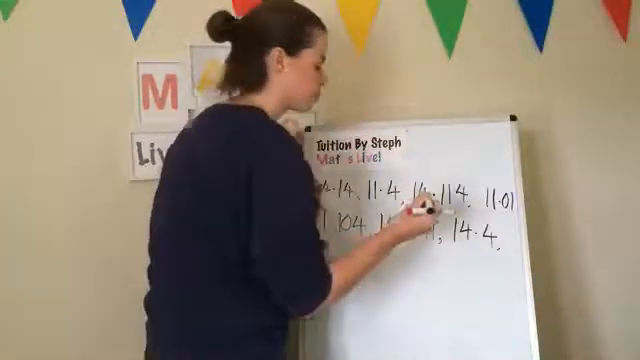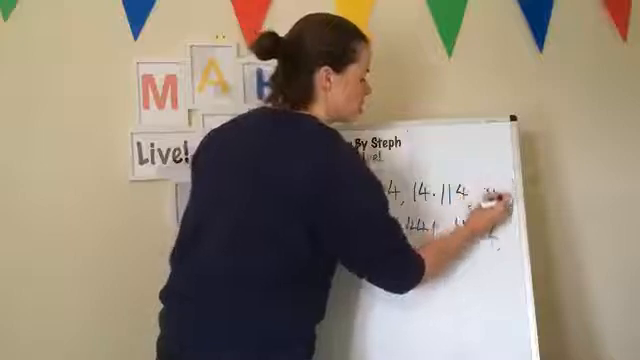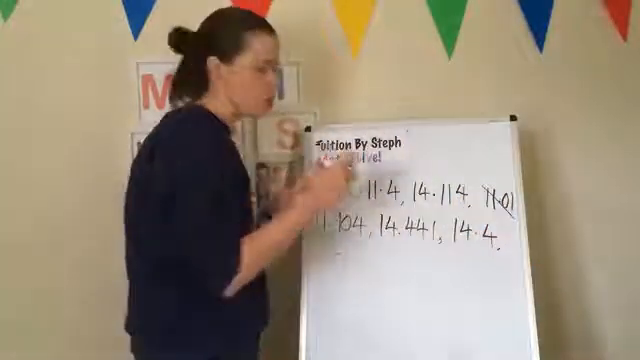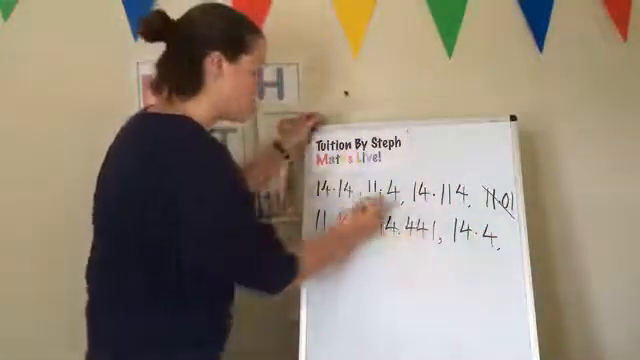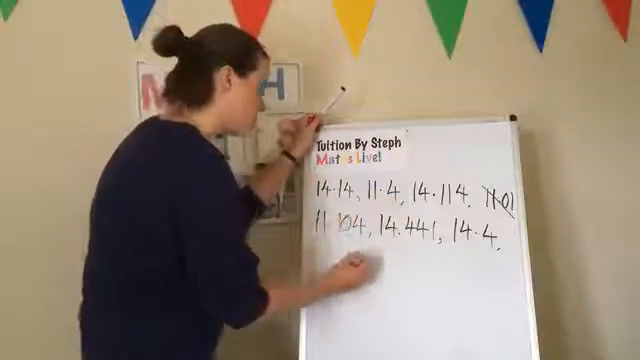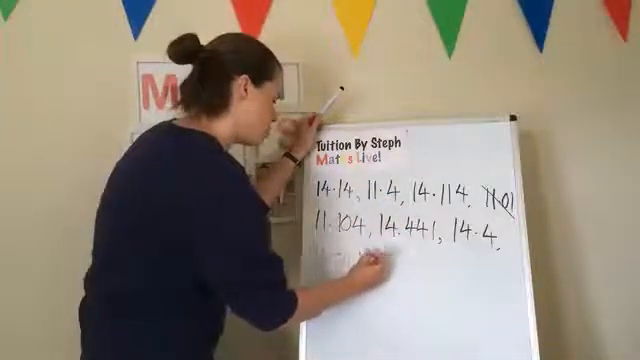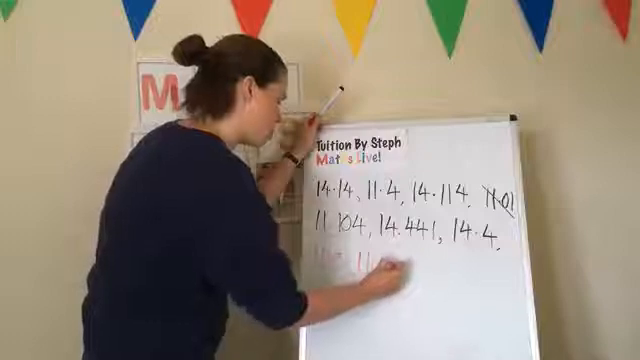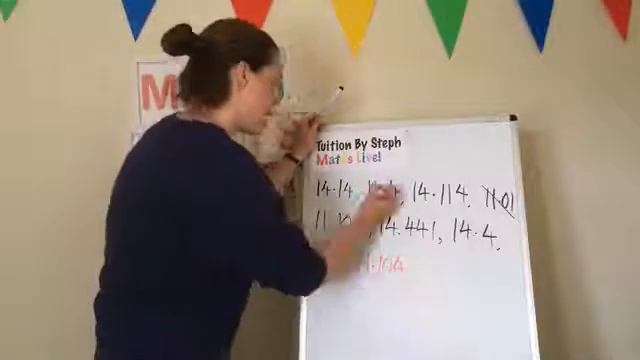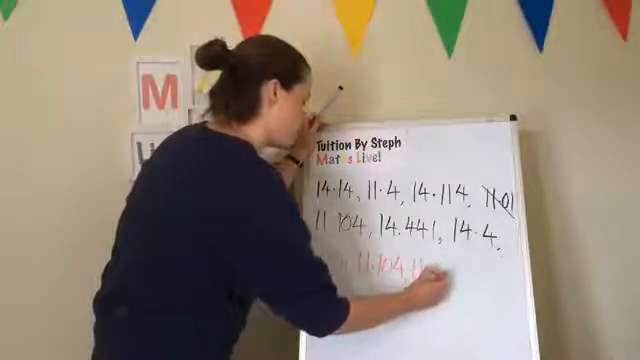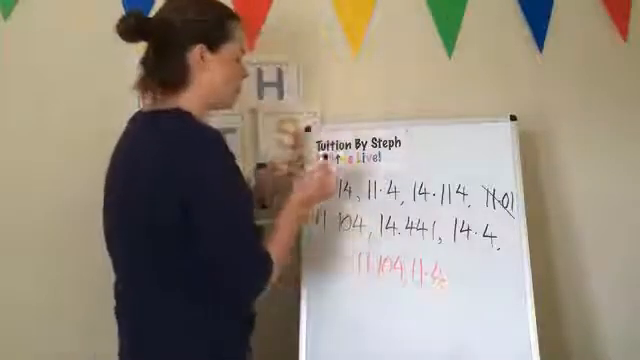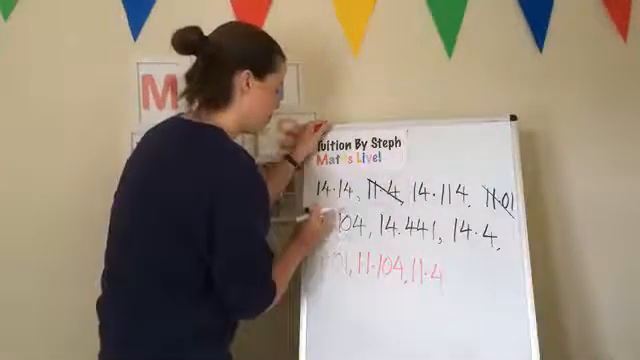It's always good to cross it out, it gets rid of it and you don't have to keep checking it. Now this one was 11.4 and this was 11.104. So this one is next, 11.104 and then 11.4. So I've got all my 11s done, out of the way.